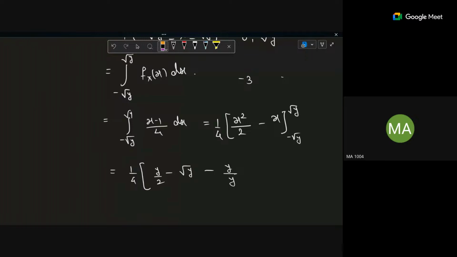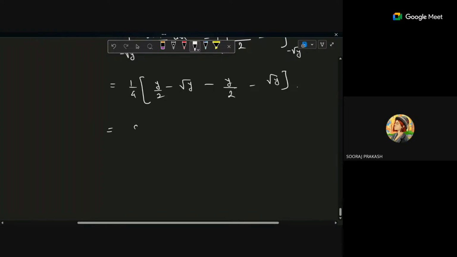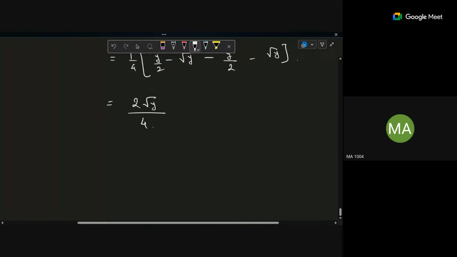Is it x minus 1 by 4? Yes. Y by 2. Finally, we will get twice root y by 4, right? Yes, ma'am. It will be twice root y by 2, plus root y, right? Got it. So this is twice root y by 4, but when y is ranging between 0 to 1.